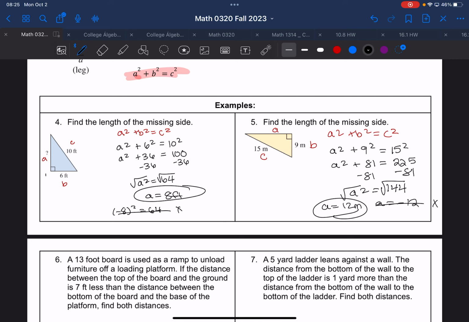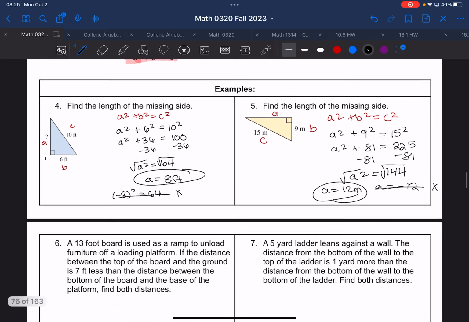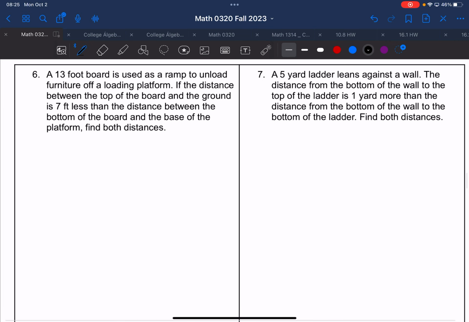Any questions on using the Pythagorean theorem? Now let's look at number 6. Number 6 says a 13-foot board is used as a ramp to unload furniture off a loading platform. If the distance between the top of the board and the ground is 7 feet less than the distance between the bottom of the board and the base of the platform, find both distances.